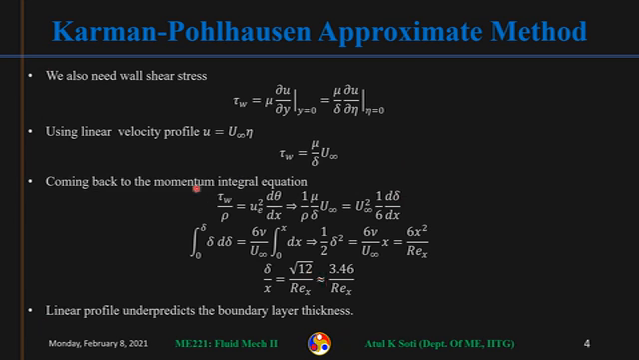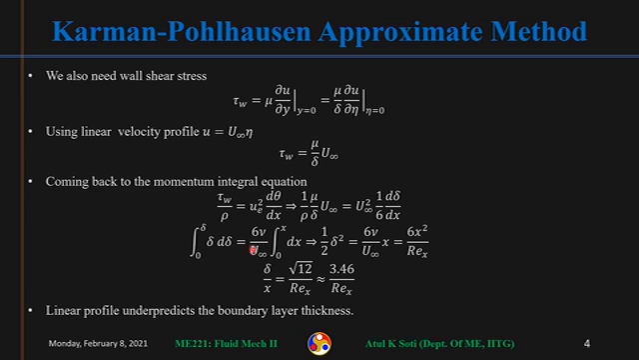Okay, now this was the example where we used a linear velocity profile. We could improve this. The second improvement could be what? We could assume a quadratic velocity profile instead of linear. So we could also assume a quadratic velocity profile and then solve this equation similarly and get, hopefully, a better approximation for delta.